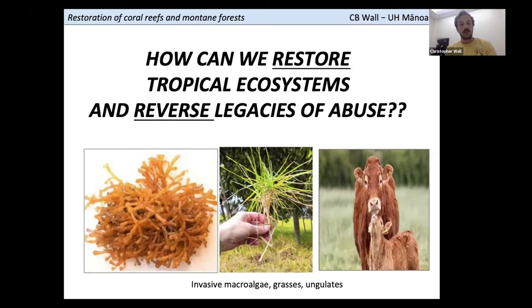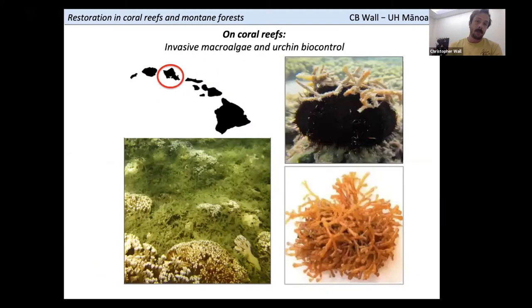So in this case, some things I'll be focusing on for this talk, at least, are the invasive macroalgae and forests that were taken over for grasses, deforested more or less, and planted for grasses for livestock in Hawaii. So the first part, we'll go back and we'll talk about coral reefs.